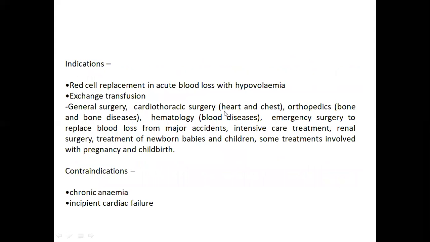Now we'll talk about the indications. Red cell replacement in acute blood loss with hypovolemia, exchange transfusion, general surgeries like cardiothoracic surgeries, orthopedic surgeries, hematology, like any kind of blood diseases. Contraindications are chronic anemia and incipient cardiac failure.